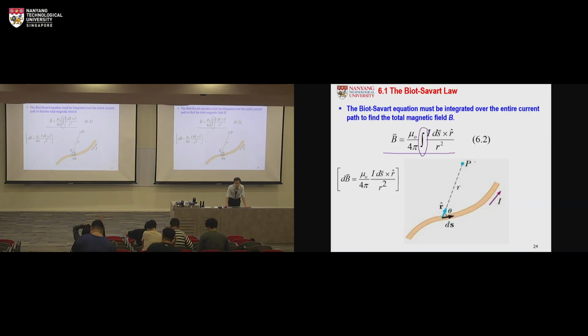Again, all the formulas will be provided. Actually, now you can already see the formula we are going to provide from the NTU Learn. I think that is already uploaded. So basically, you will get the same formula sheet during the exam.